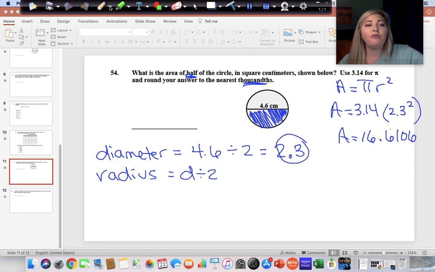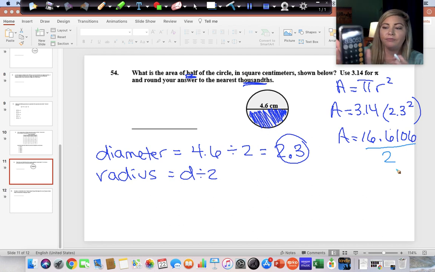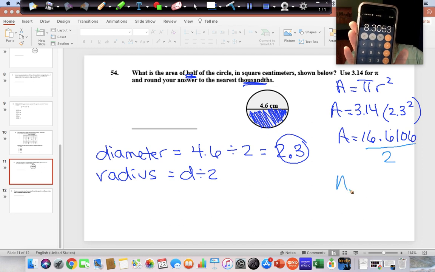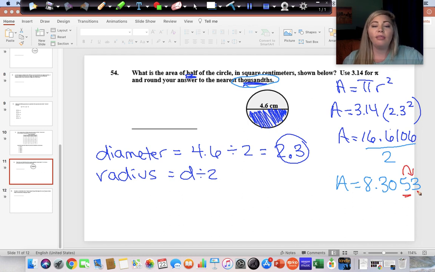Okay, we want the area for half of the circle. So we need to take this and divide it by 2. So I still have this in my calculator. I'm just going to push divided by 2. Okay, so that is what it gives me. So the area for half of the circle is this number. And remember, it said to round to the nearest thousandths. Well, the 5 is in the thousandths place. We want to look at the number behind it. That 3 is not enough to bump that 5 up, so the 5 stays the same and everything else behind it goes away. So 8 and 305 thousandths, and we're talking centimeters squared.